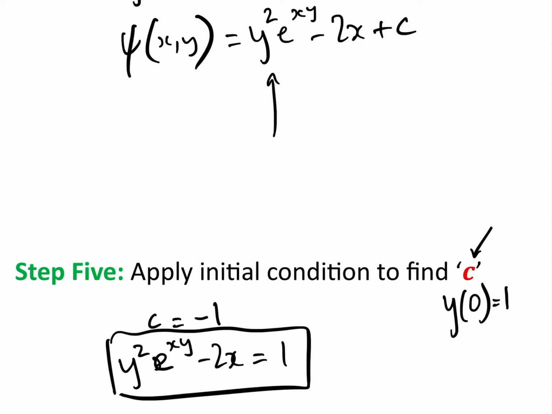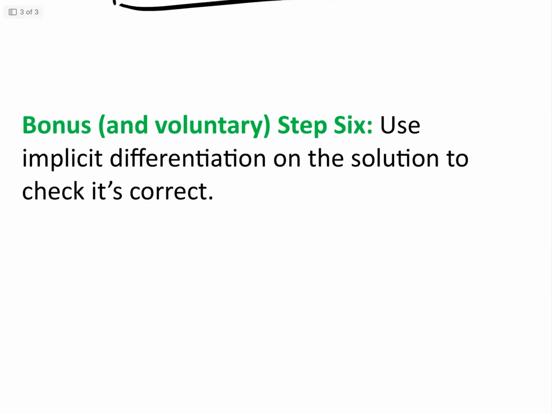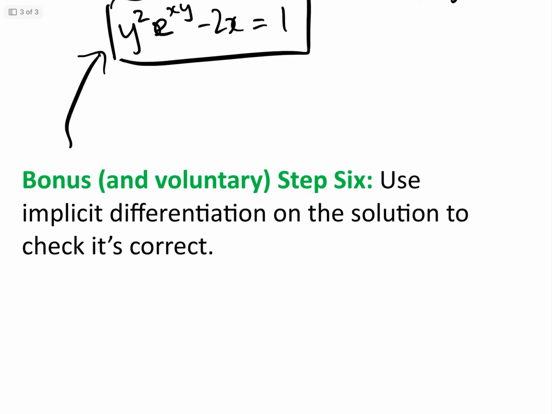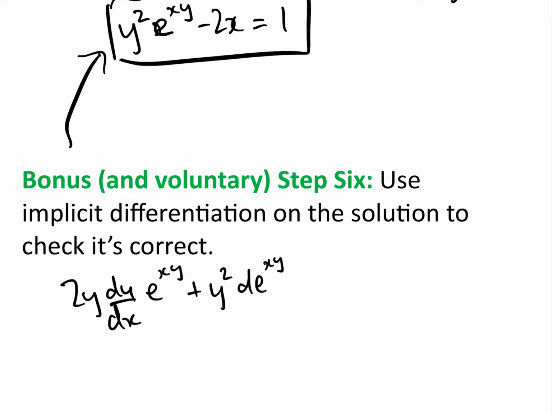Okay, so you can do it by only integrating one if you want to. Now, let's do a step 6. This is a bonus step here. You don't have to do it. Let's differentiate that with implicit differentiation to see if we get back where we started. Okay, so let's do this by using the product rule. We're going to differentiate with respect to x. So that will be 2y dy/dx, using implicit differentiation, e to the xy, add y squared, and we'll deal with this bit in a minute, e to the xy, dx minus 2 equals 0.